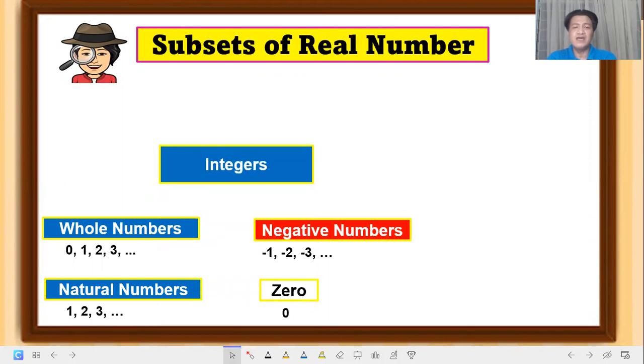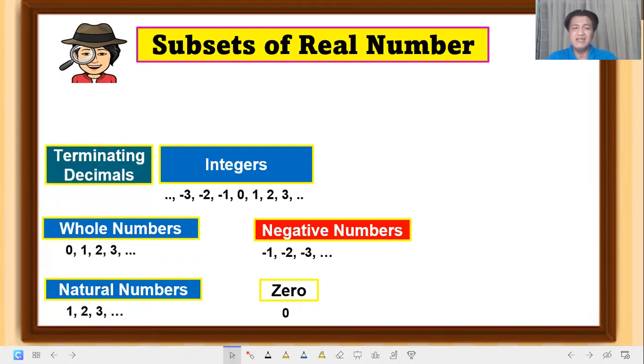And we also have the integers. These are the combination of the positive and the negative plus 0. And we also have the terminating decimal. Let's have an example of that. 3/4 is equal to 0.75. That is terminating, di ba? May end yung kanyang decimal pag kinonvert natin.